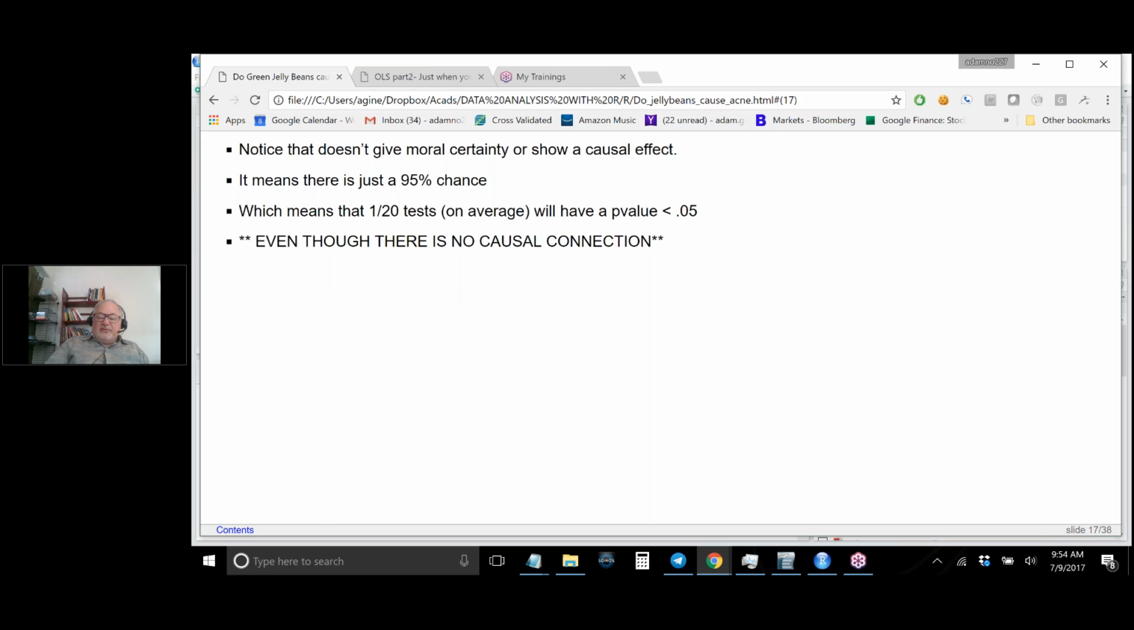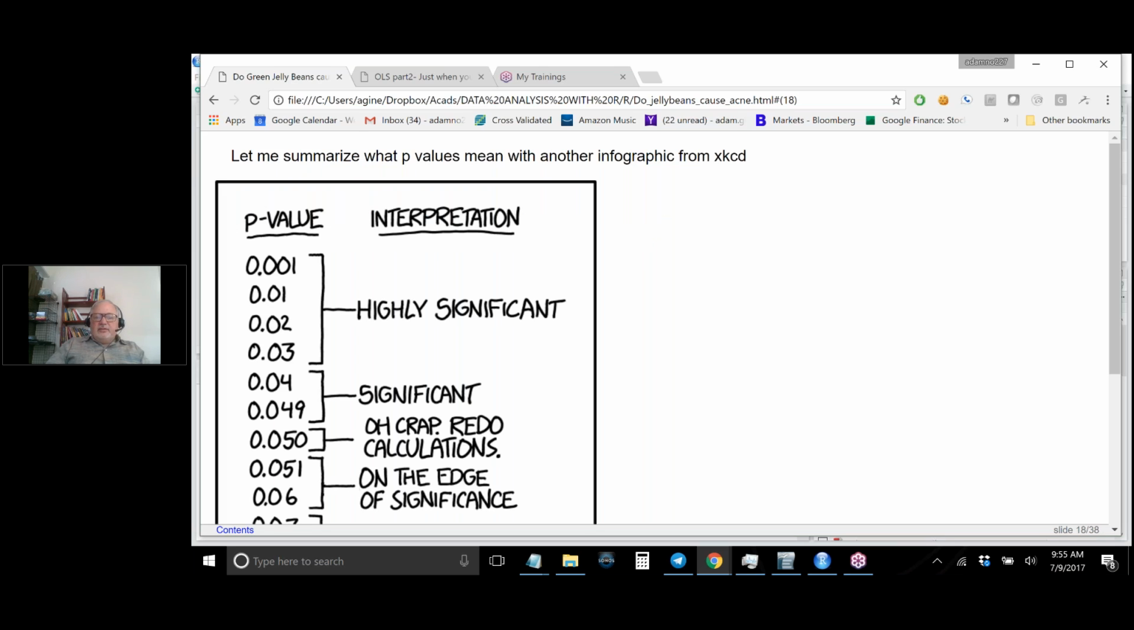I feel so strongly that people should really pay attention to this that this slide just repeats what I said yet another time. A 95% chance of something being true means that if you test it 20 times, you're going to get a false result. So in the jelly bean issue, if we're using a 95% confidence interval, this means that in 1 in 20 tests on average, we're going to get a p-value of 0.05. We're going to accept the hypothesis that jelly beans cause acne, even though there is no causal connection, as in the cartoon.